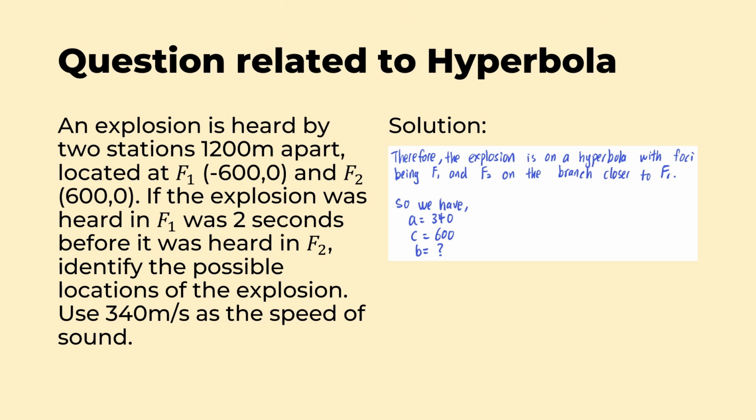So as we follow up from the previous slide, as you can see, because we drew it out, the explosion is on a hyperbola with foci F1 and F2, on the branch closer to F1. This is because the explosion is nearer to F1. As you can see previously from the slide, it's closer to the coordinate. So we have A equals 340, C equals 600. What we need to do is find B.